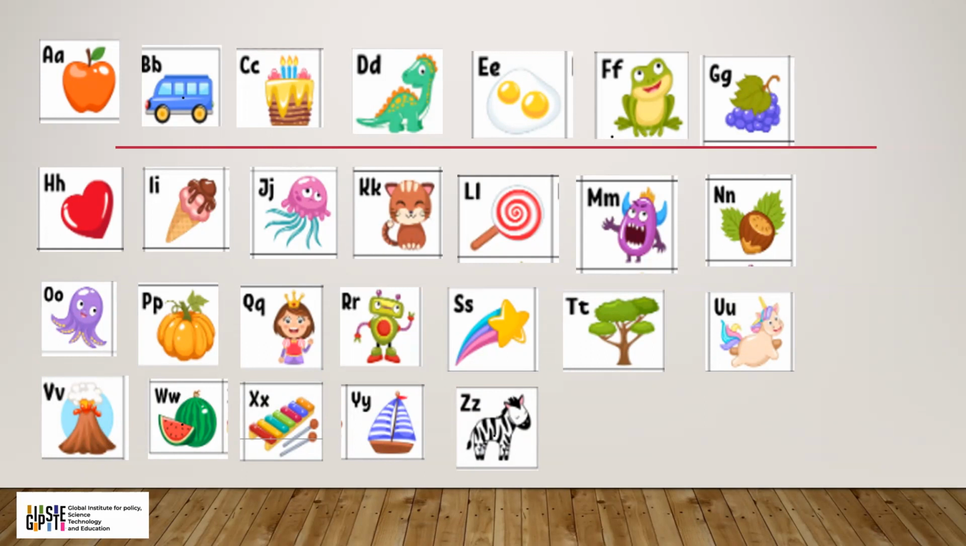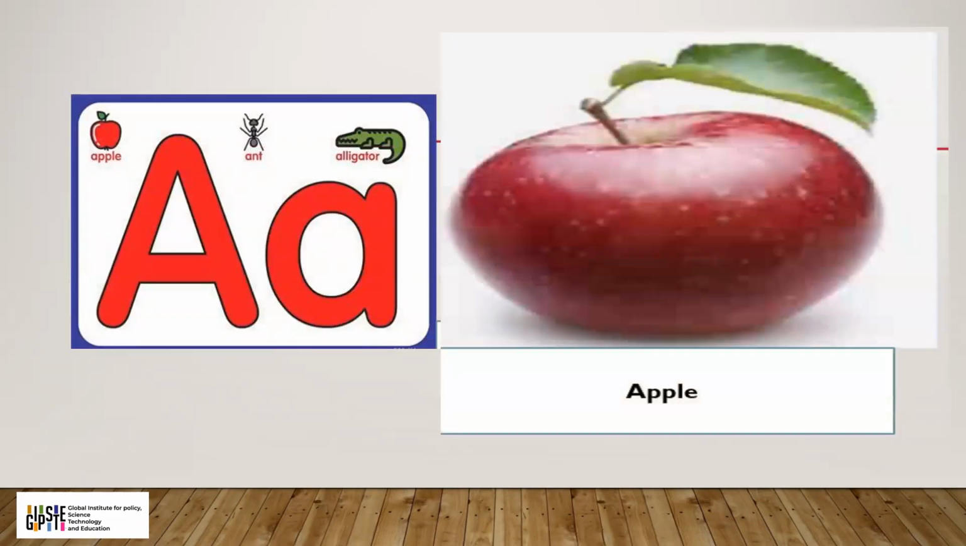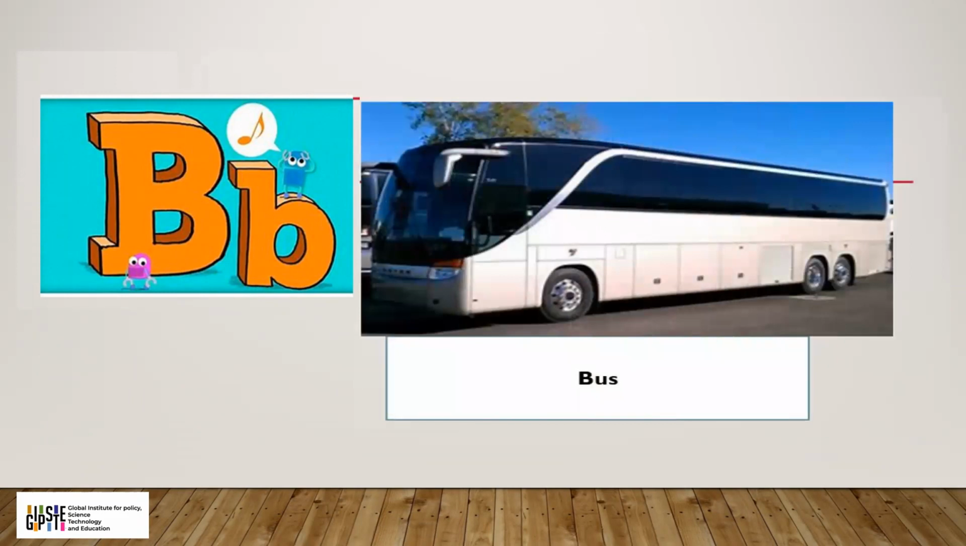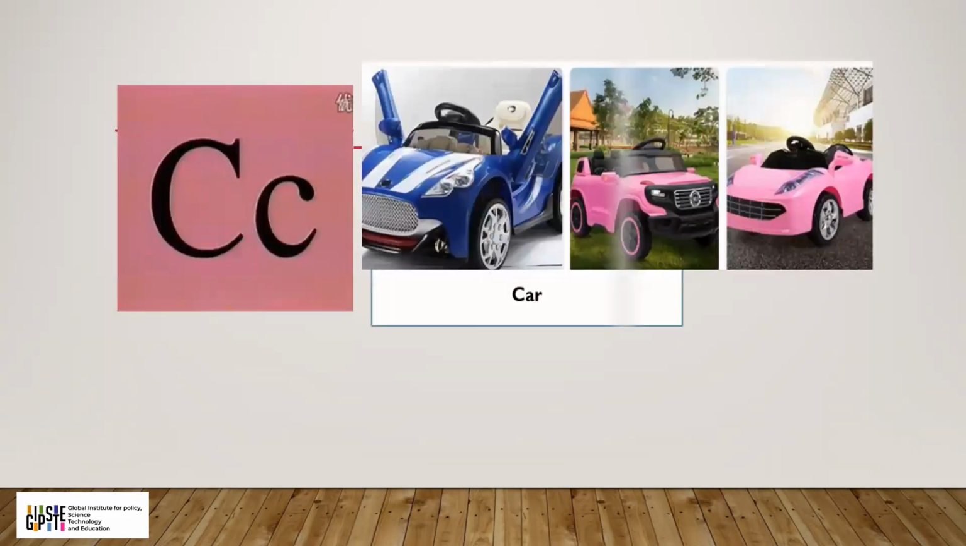Let's learn the letters of the alphabet beginning with A. A. A is for apple. B. B is for bus. C. C is for car.